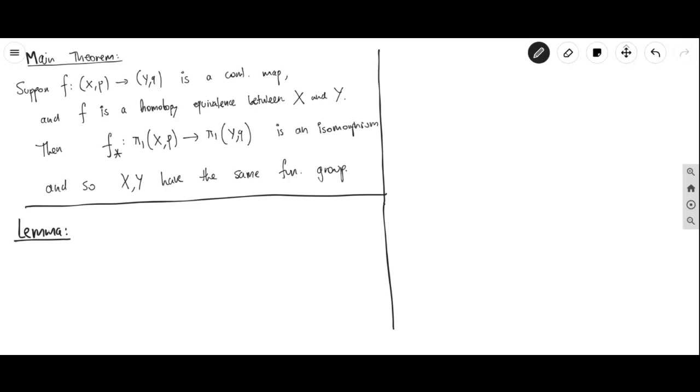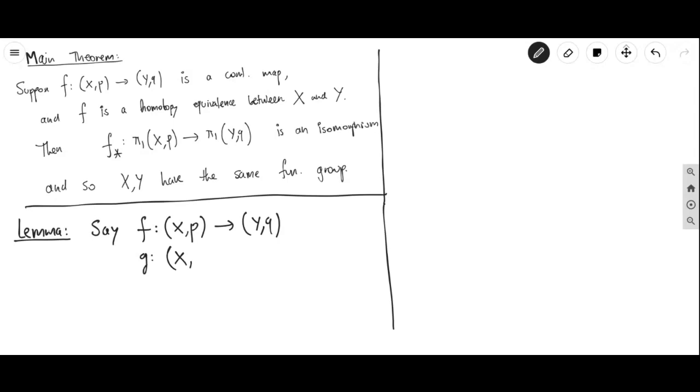Okay, so here's what it says. Say f maps (x, p) to (y, q). That's a continuous map. And we have another map. The reason why another map gets introduced is because whenever we say that something is a homotopy equivalence, that means it has a homotopy inverse. There's another map g going the other way around that will play the role of a homotopy inverse. So let's say there's a g. Now this g, in this case, it's not going to be the homotopy inverse, but they're going to both be homotopic.